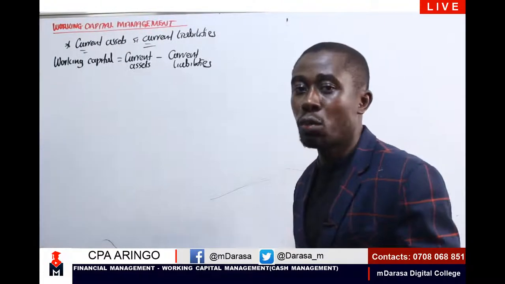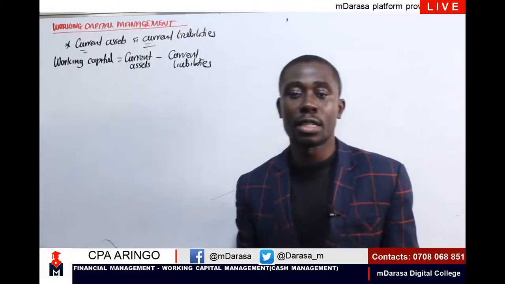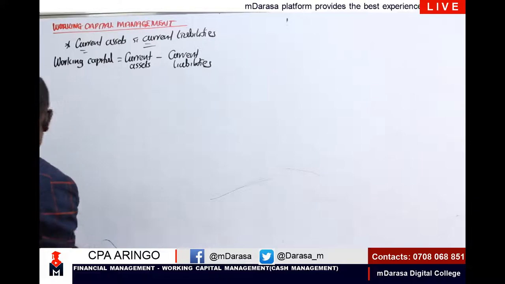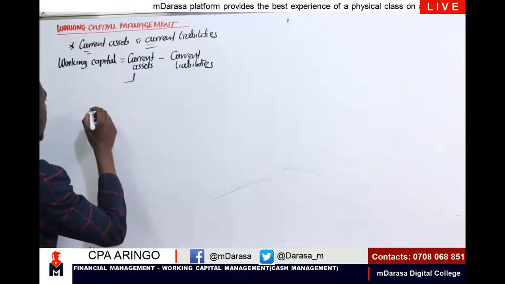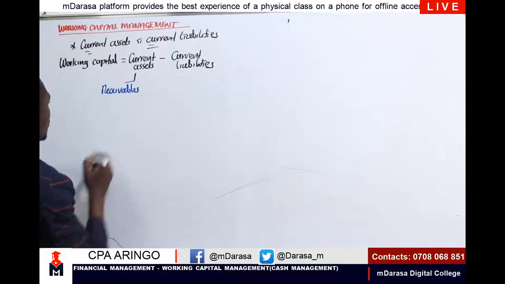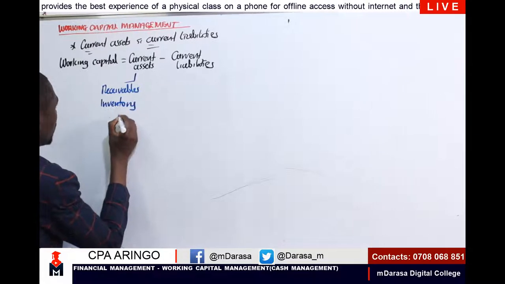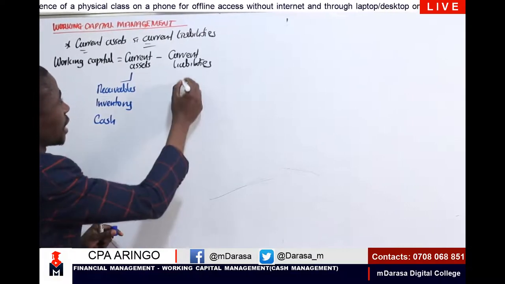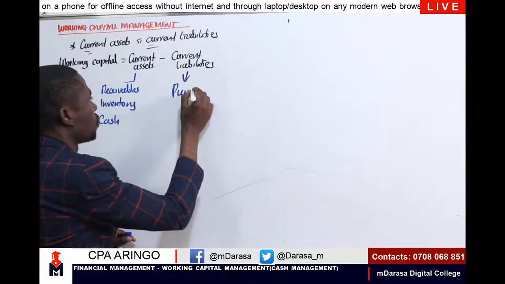So to this point, we are understanding that we want to look at ways that we can effectively manage our current assets and current liabilities. Therefore, we'll be looking at the following items in managing our working capital. Anytime you're talking of current assets, key elements, of course, we'll be talking of receivables, inventory, and cash, the main items of current assets. Whereas under current liabilities, mainly, of course, we'll be talking of payables.